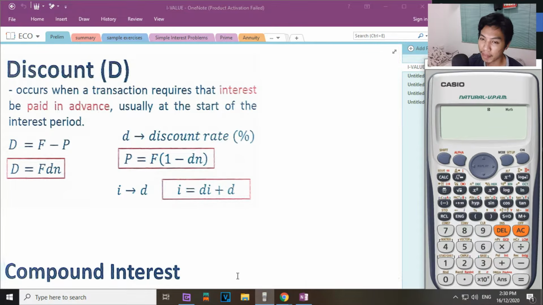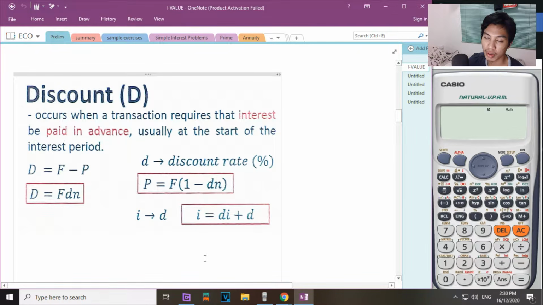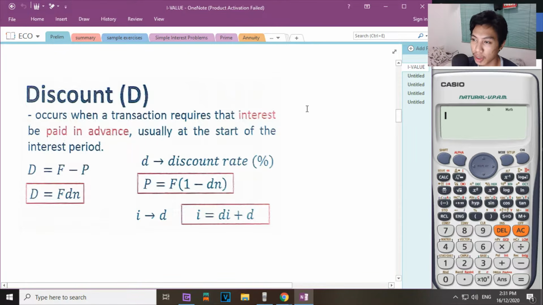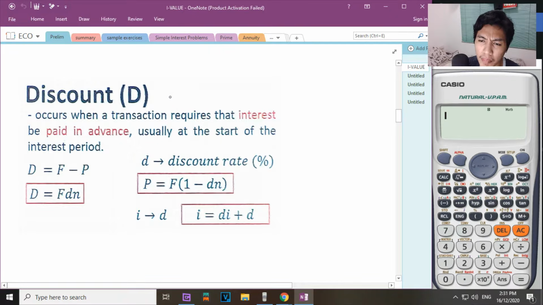Okay, so ayan, makikita nyo. We will talk about discount. Okay, first muna. So, every after the discussion na magkaroon tayo ng 5 sample problems, we'll take a break. Okay, so let us now begin with itong discount. Now, ano bang meaning na discount pagdating ng engineering economics?